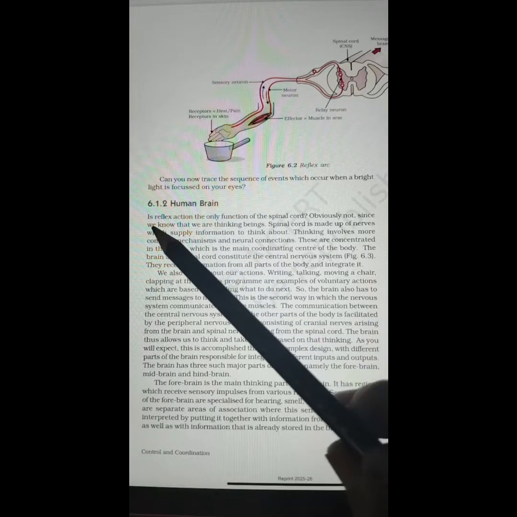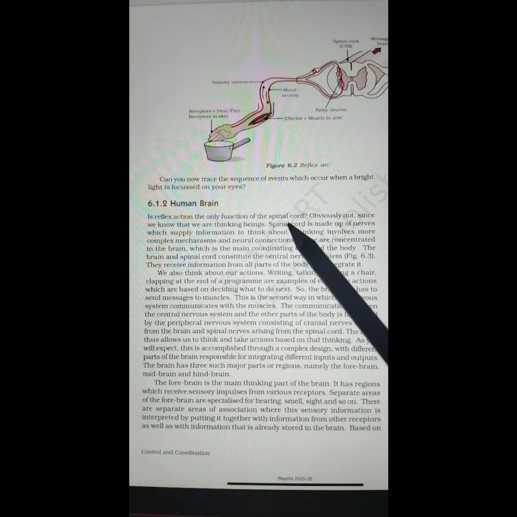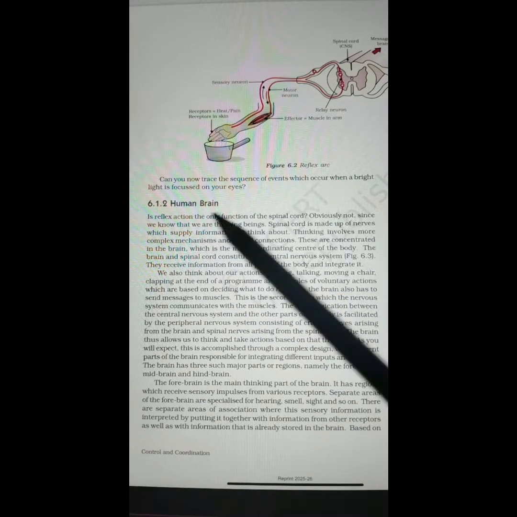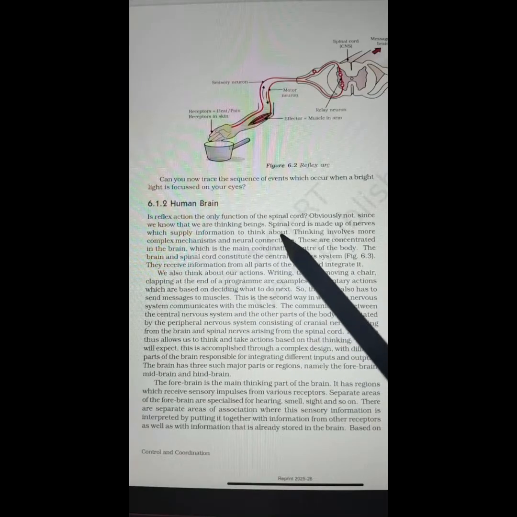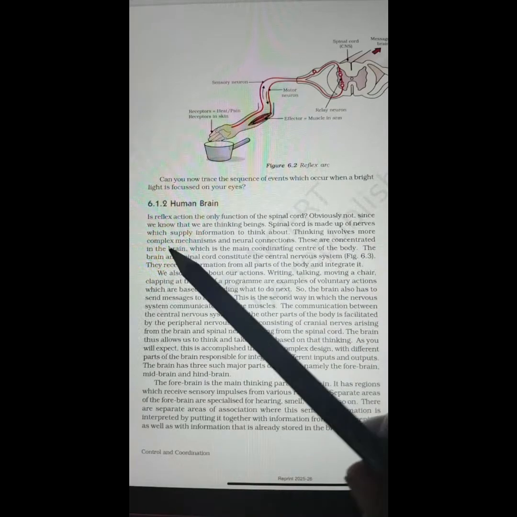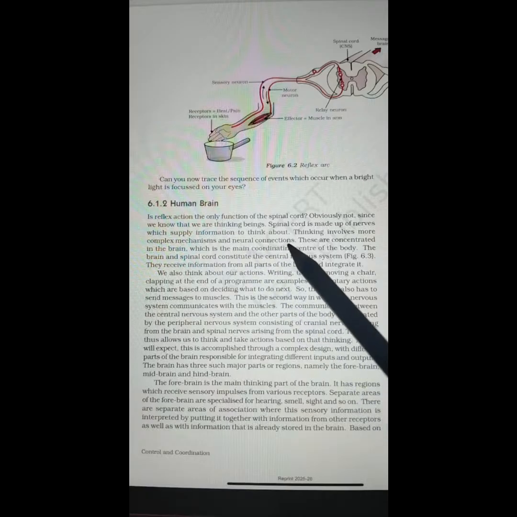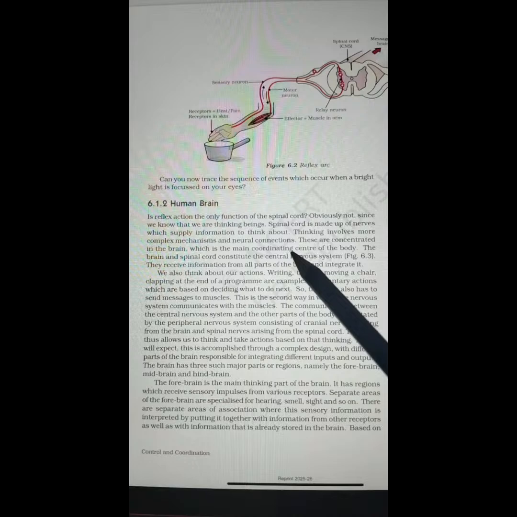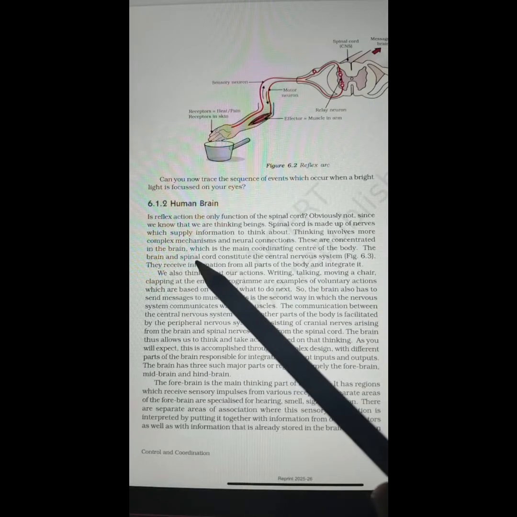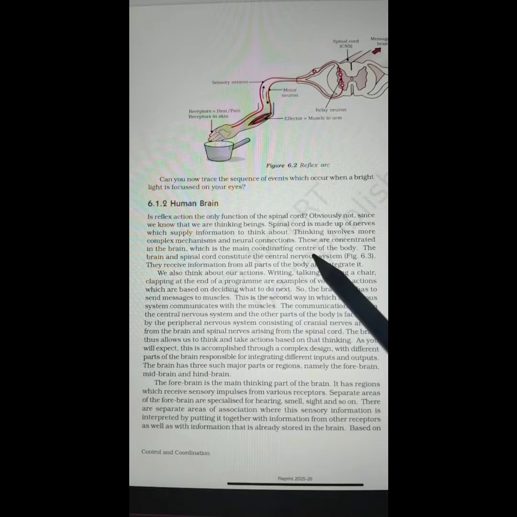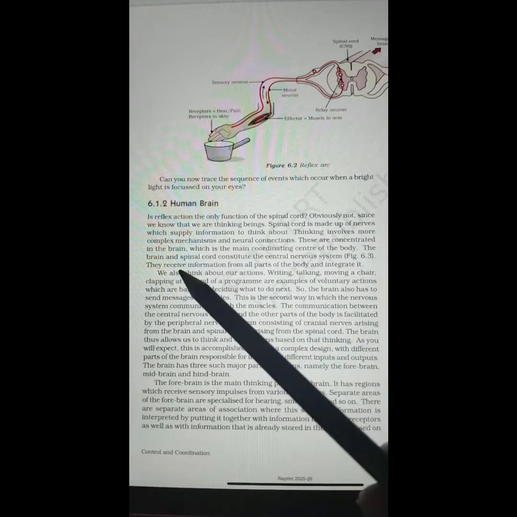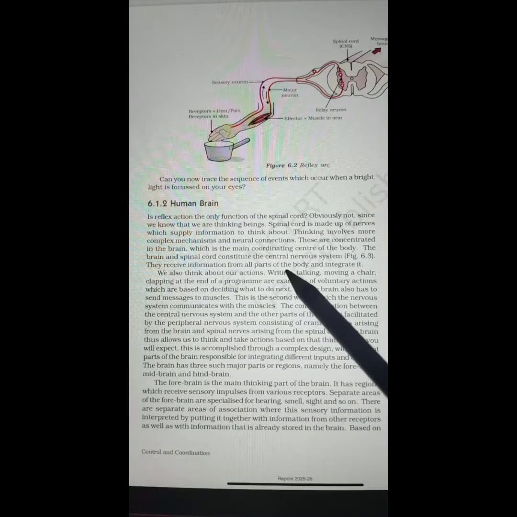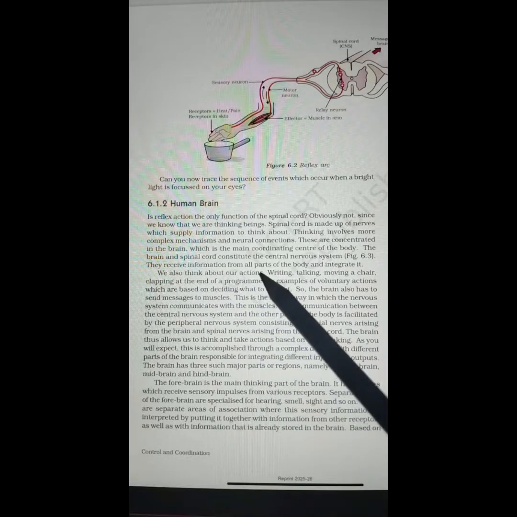6.1.2 Human brain. Is reflex action the only function of the spinal cord? Obviously not. Since we know that we are thinking beings, the spinal cord is made up of nerves which supply information to think about. Thinking involves more complex mechanisms and neural connections. These are concentrated in the brain, which is the main coordinating center of the body. The brain and the spinal cord constitute the central nervous system, figure 6.3. They receive information from all the parts of the body and integrate it.